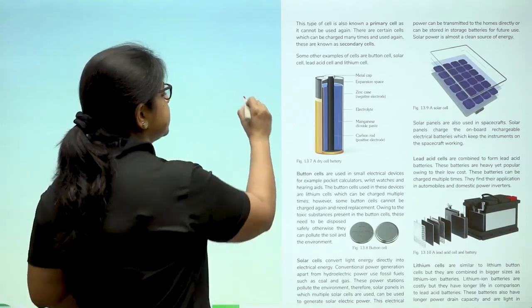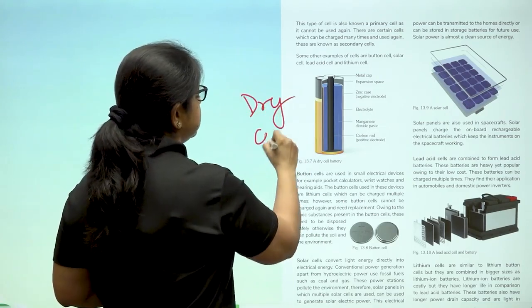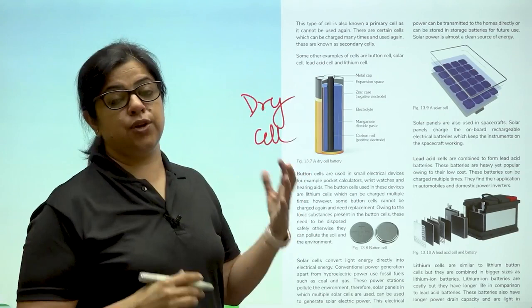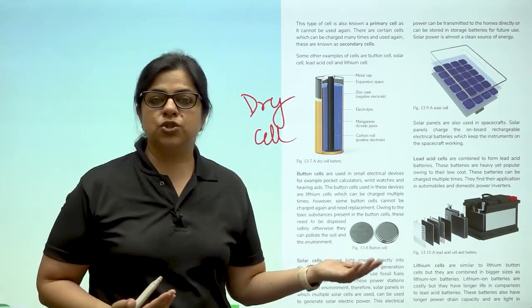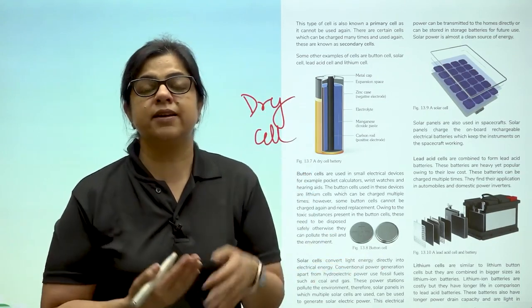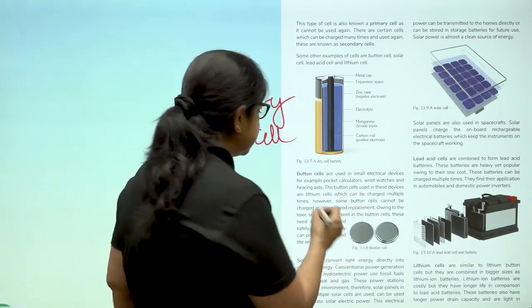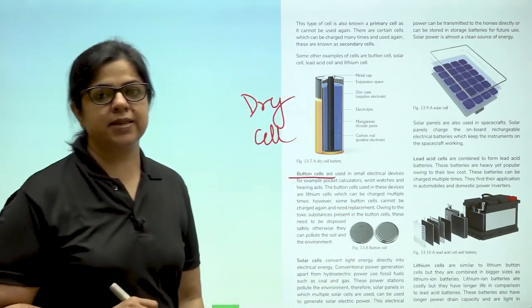Such a cell is known as a dry cell, which you use in your remotes and in your torches. There are also cells that run your wristwatches. These cells are called button cells.